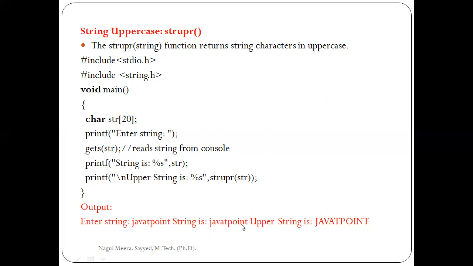Given string is Java T point. Now output, upper string. Upper string is... So we have entered these lowercase letters, but it converts them to uppercase letters. The previous one was uppercase to lowercase, and this one is lowercase to uppercase. This is about our string uppercase, that is strupr.